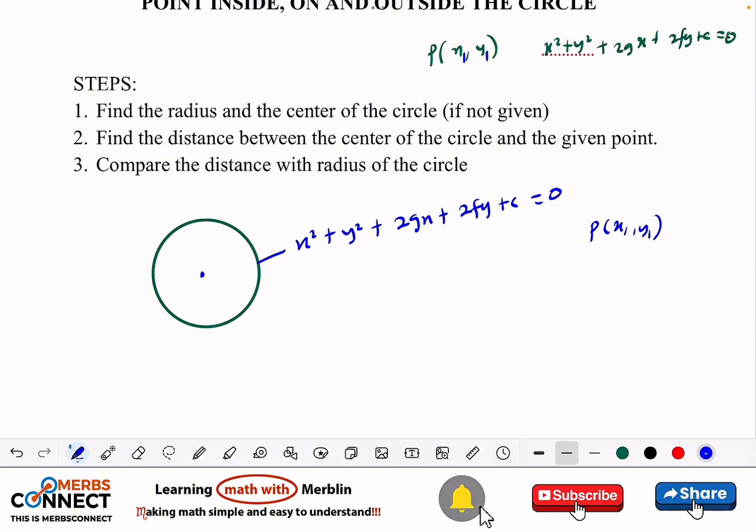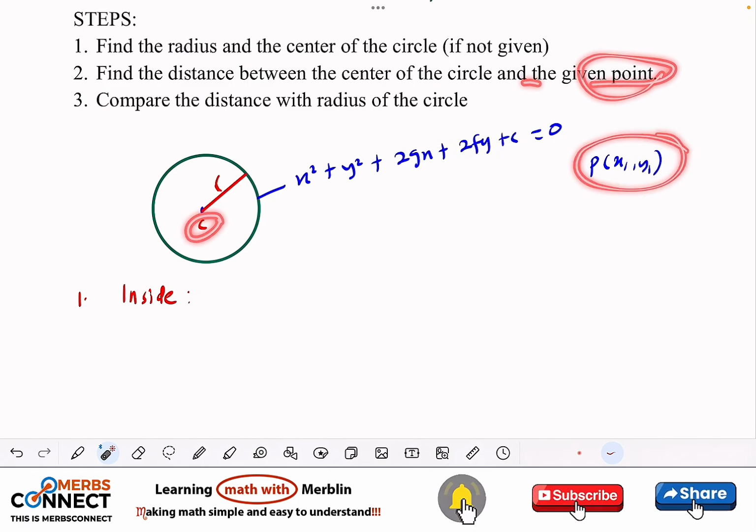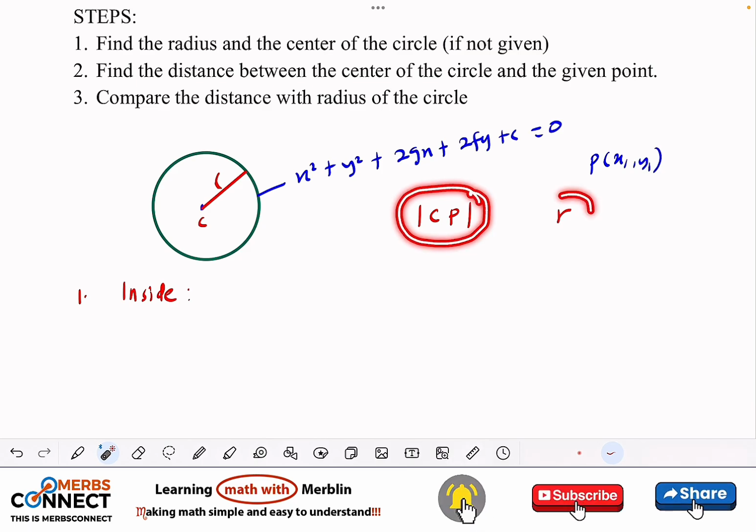What we need to do is compare this to the radius, right? Because we know that this is the radius, and the radius always goes from the center to the circumference. Let me do inside first. Inside. So let's assume that this is P, we have P and we have the center, right? Remember, when we are done, we need to find the distance between the center and the given point. So let's find the distance between the center and P. This is it, and then we have our radius. So we are going to compare the distance between the center and the point with the radius.